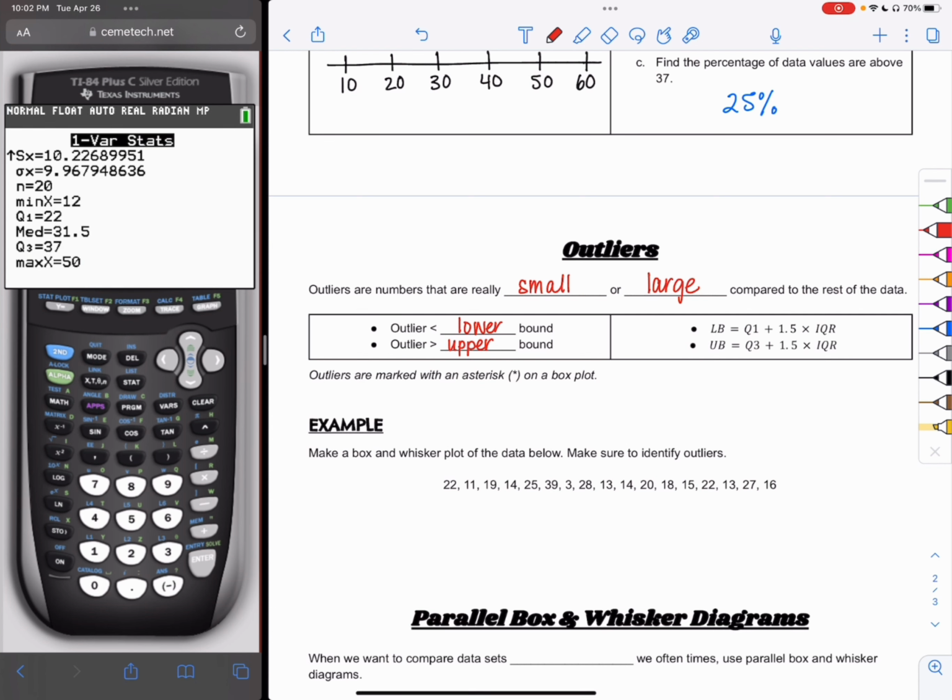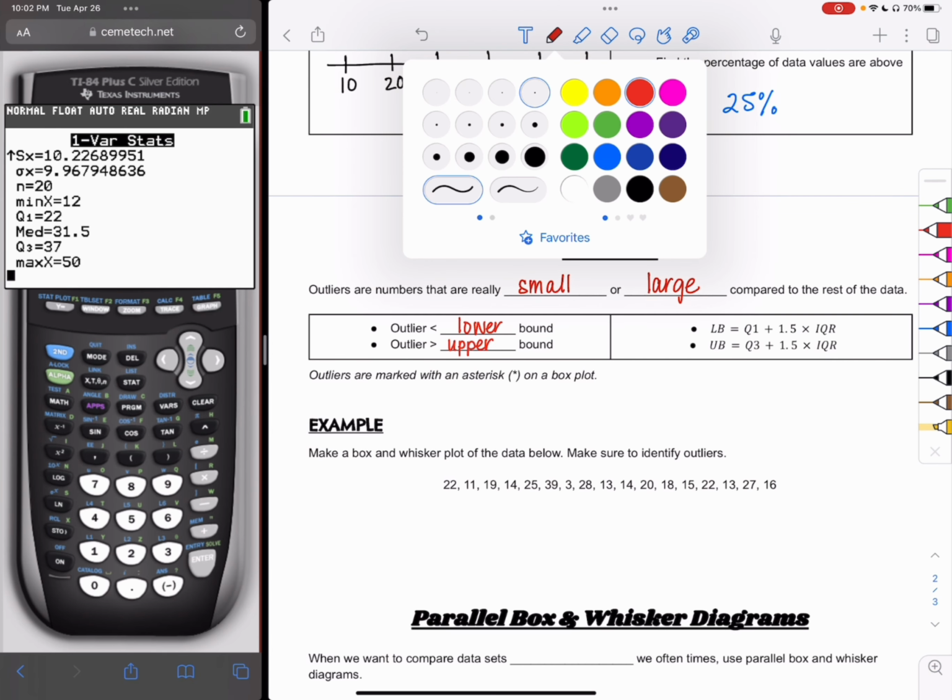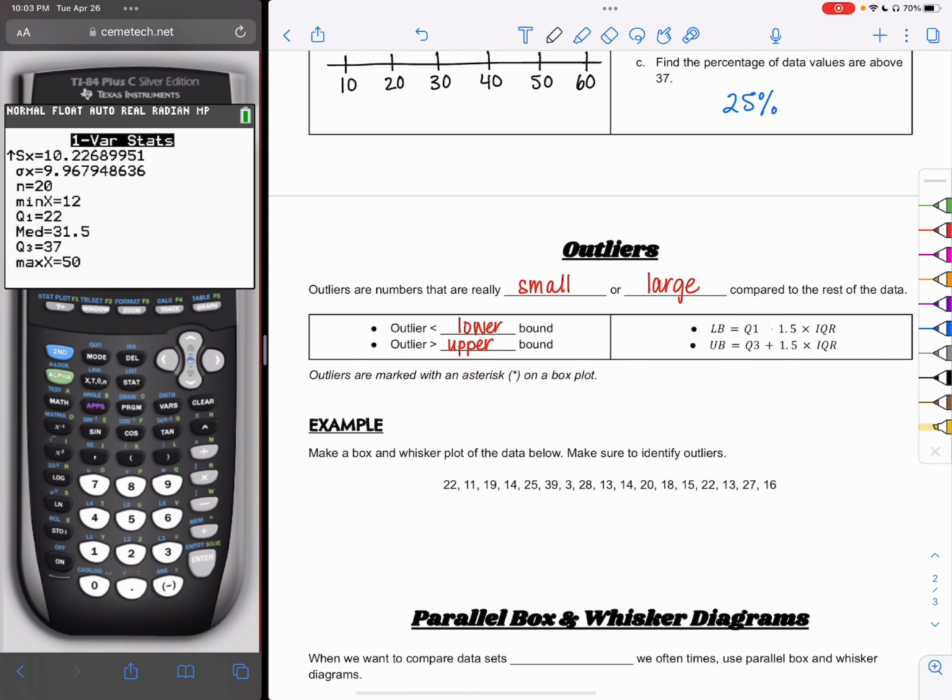The way that you find your lower bound is you take your quartile 1 and add 1.5 times your interquartile range to it. Or excuse me, it should be subtract here. Sorry for that typo. So it's your quartile 1, subtract 1.5 times the IQR. Your upper bound is going to be your quartile 3, and then you add 1.5 times your interquartile range. Anytime we identify outliers, we put a star or an asterisk on the box plot.